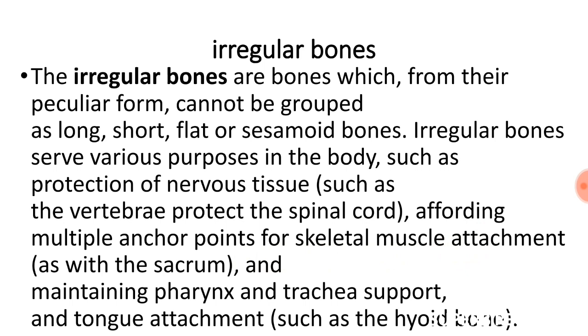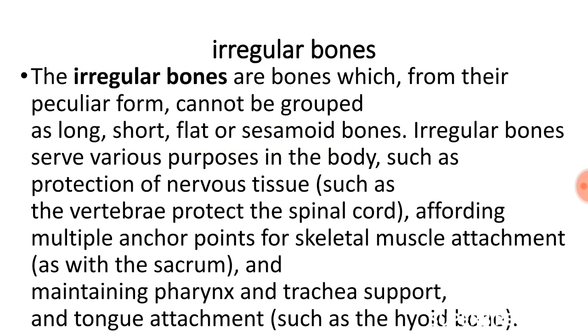and to maintain the pharynx and the trachea support and the tongue attachment. So hizi irregular bones zenyewe hazina shape maalum, so hatuwezi kuzicategorize kama ni long au short bones, wala hatuwezi kuzicategorize kama flat or sesamoid bones. Na hizi irregular bones zina kazi nyingi mbalimbali kulingana na structure yake.